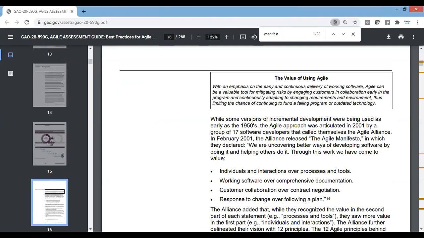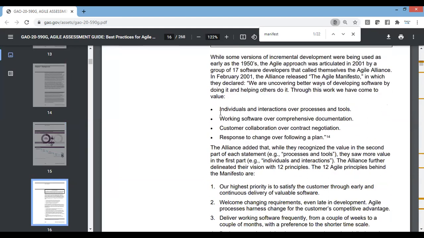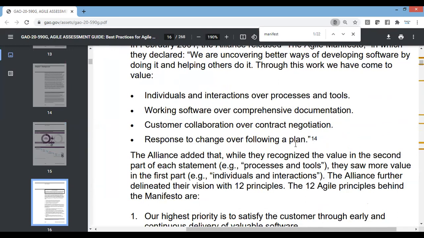And it reads, while some versions of incremental development were being used as early as 1950s, the Agile approach was articulated in 2001 by a group of 17 software developers that call themselves the Agile Alliance. In February 2001, the Alliance released the Agile Manifesto, in which they declared, we are uncovering better ways of developing software by doing it and helping others do it. Through this work, we've come to value individuals and interactions over processes and tools, working software over comprehensive documentation, customer collaboration over contract negotiation, and responding to change over following a plan.